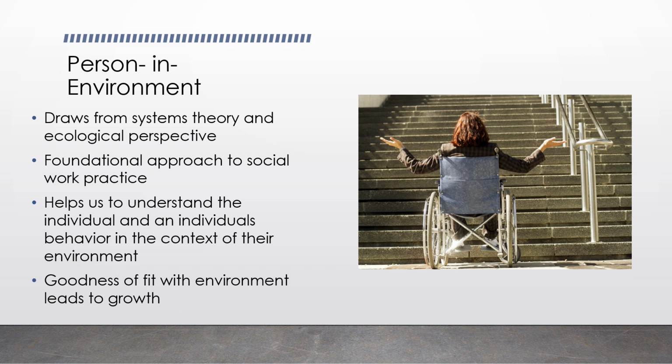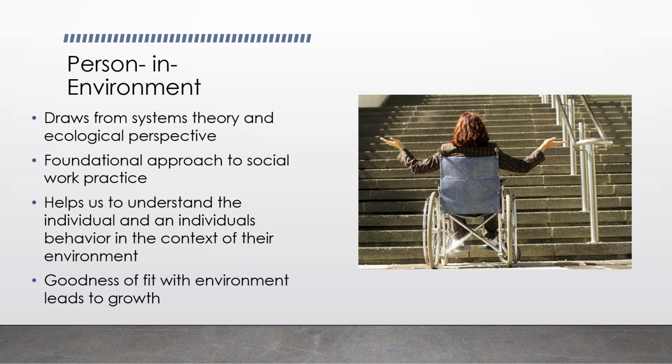And an important thing to think about when we're thinking about person and environment, when we think about environmental press and things like that, is the goodness of fit for the individual with their environment. If an environment is well suited to meet the needs of an individual, this can lead to growth. If it's not, this can really lead to barriers and oppression. For example, I'm going to draw on disabilities because I think that can give you a tangible image of what this could look like.